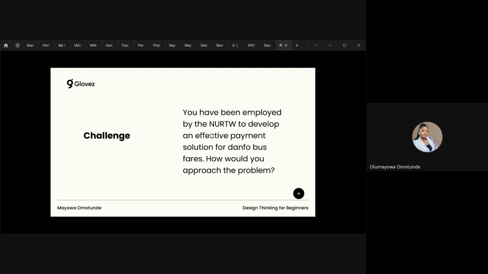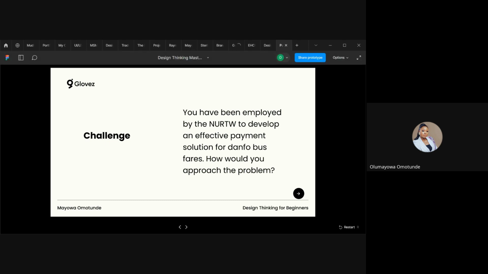We can't leave this call to go out and ask real users, right? But based on our experience, do we have people here that have had experience commuting with danfo buses? Can I see the chat? Please drop it in the comments.